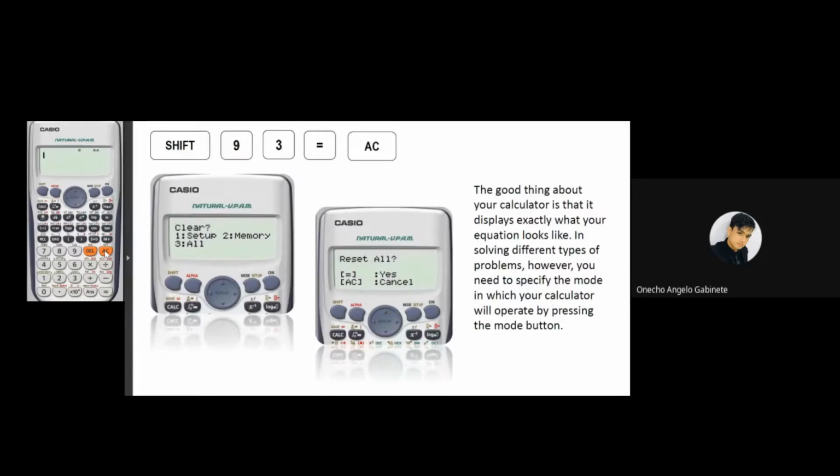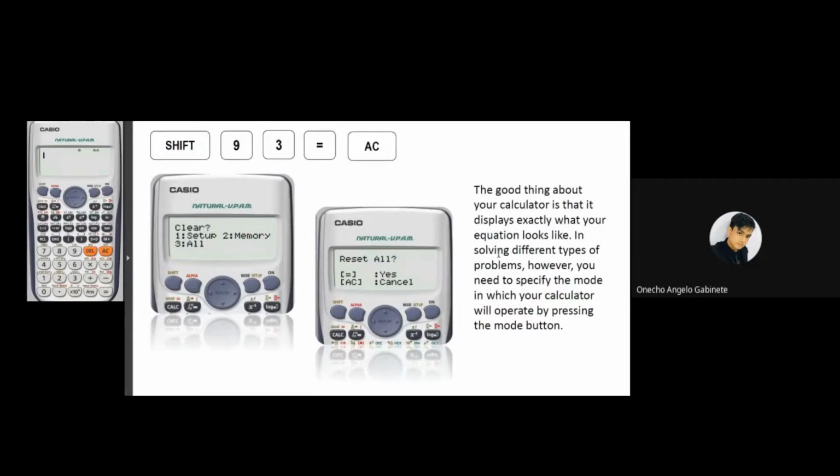So ito po ay ginagawa minsan kapag ka po sobrang gamit na yung calculator because there are moments na kahit tama yung pag-input mo ng equation, pag inequals mo siya, minsan iba yung nilalabas ng calculator. So makakatulong din po yung pag-clear ng memory ng calculator kasi po ay napapagod din yung calculator natin.